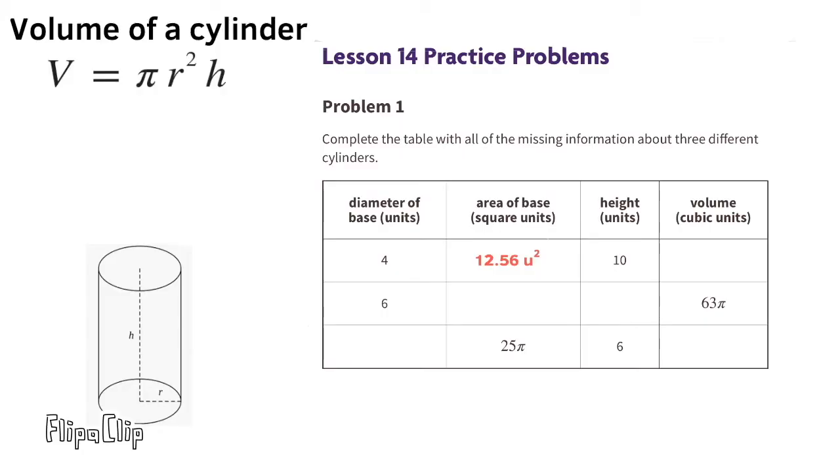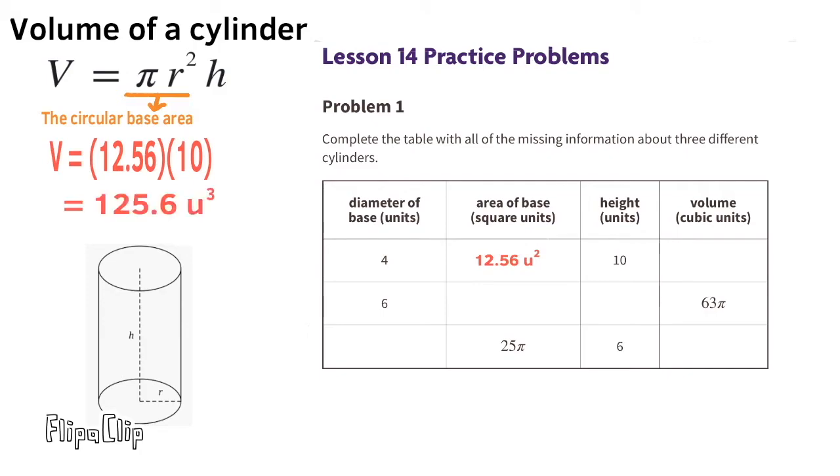Next, we need to find the volume of this cylinder. To find the volume, we need to multiply pi times r squared times the height. The volume is 12 and 56/100ths times 10, since the height is 10. The volume is 125 and 6/10ths units cubed.